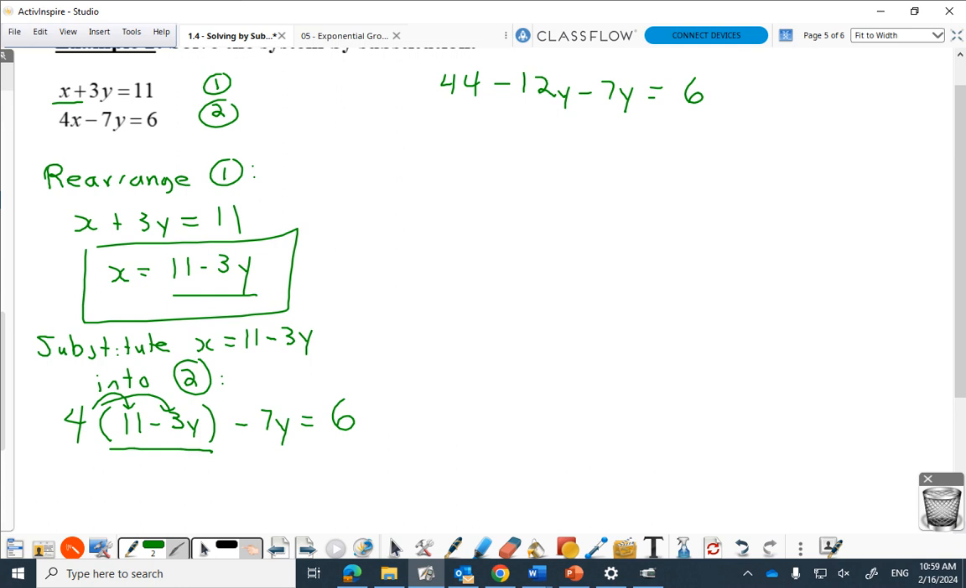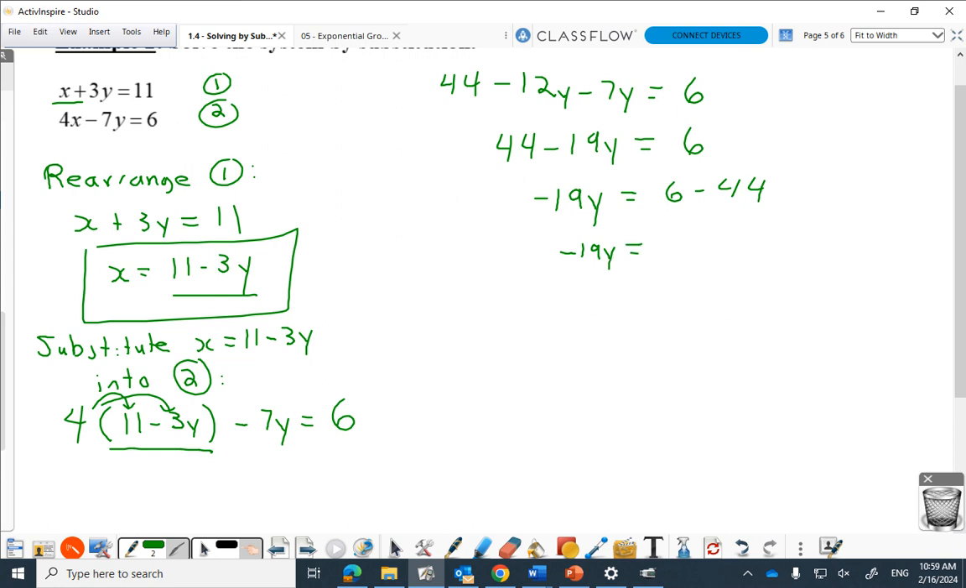Collect the like terms. In this case, that's what I would do next. Maybe you think you should move the 44 over first. That's fine. Those two steps are sort of interchangeable. But if I collect the like terms here, I get 44 minus 19y equals 6. And move the 44 over. Six minus 44, you get your calculator out, you hammer that in there, negative 38.